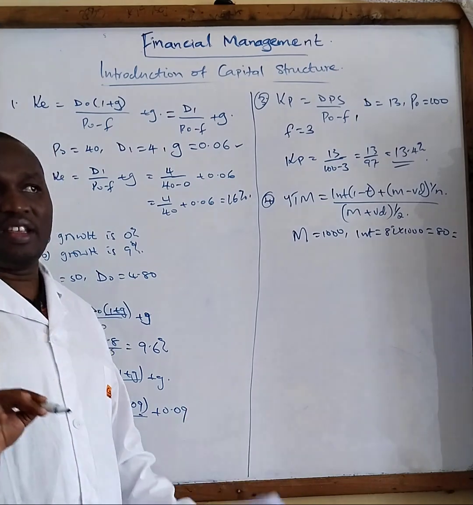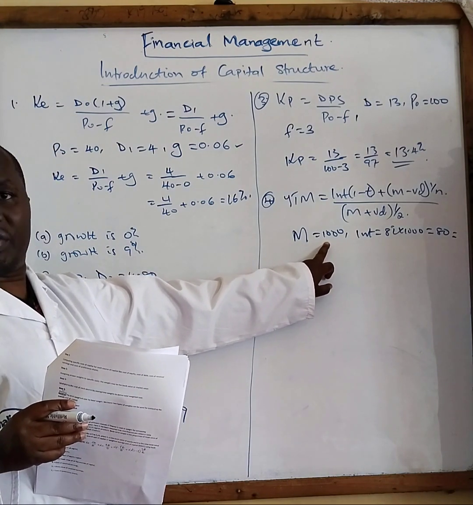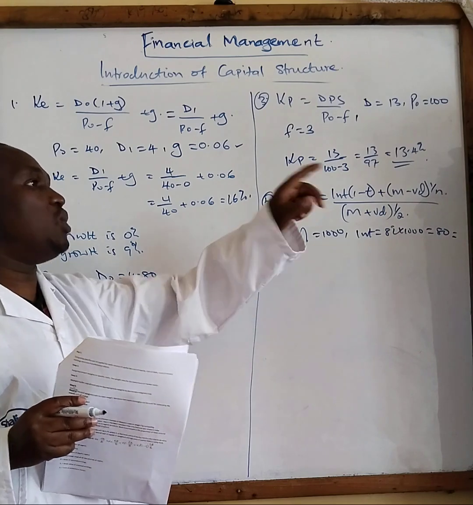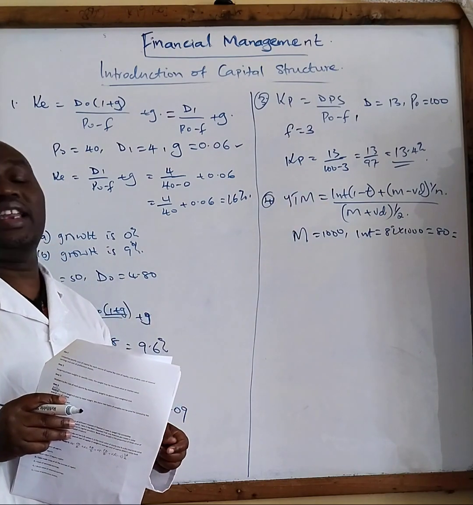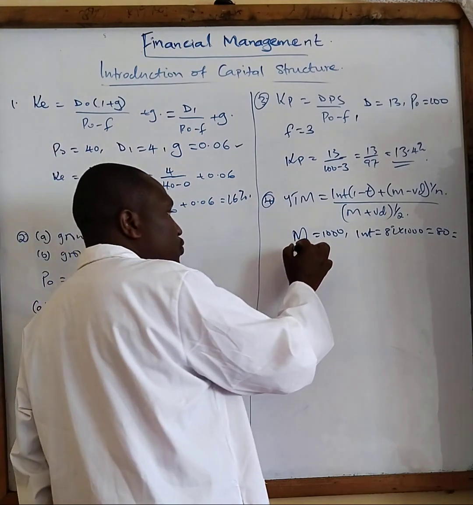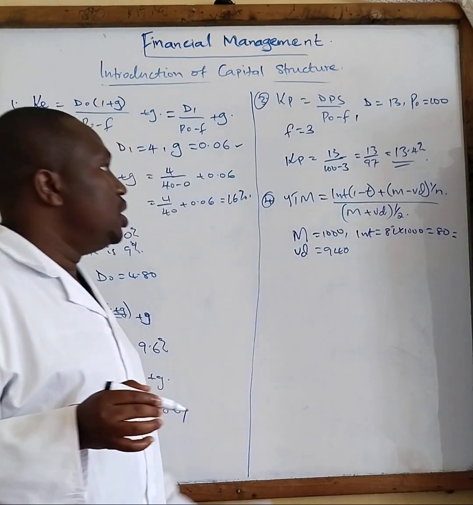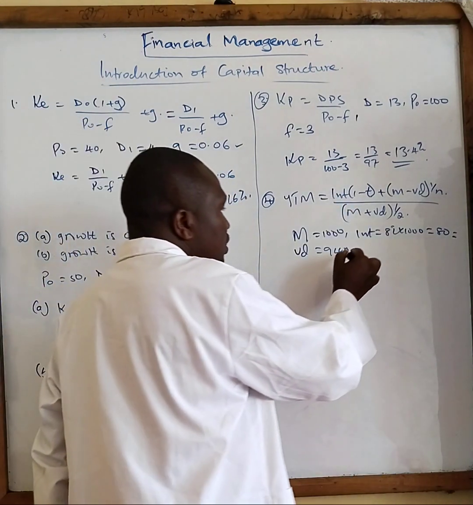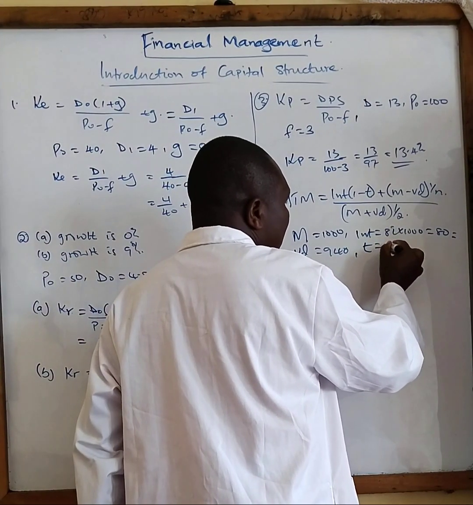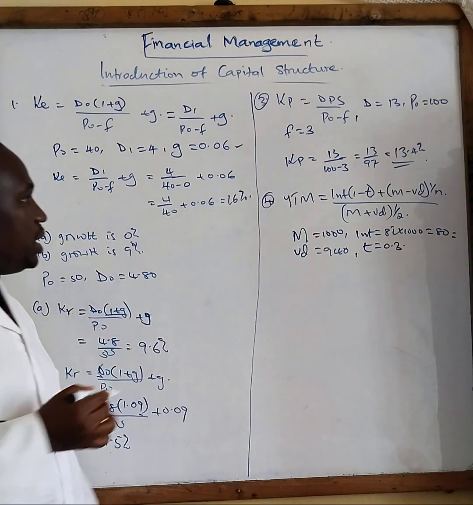Then they are also saying whose net proceeds, which means the market value of that loan of 1,000, is 940. Net proceeds means that in the books of accounts you have indicated 1,000, but when you take this particular loan out there, it will only go at 940. That is what they call value of the debt. So value of the debt now is 940. And then T we have been told is 30%, which is 0.3. Then you have everything.